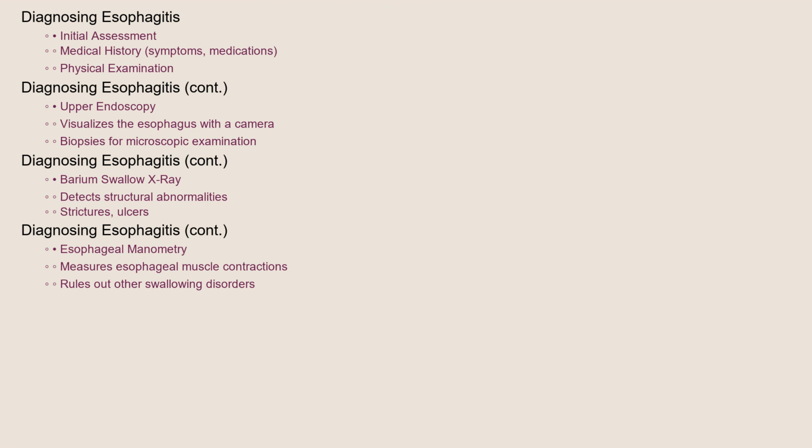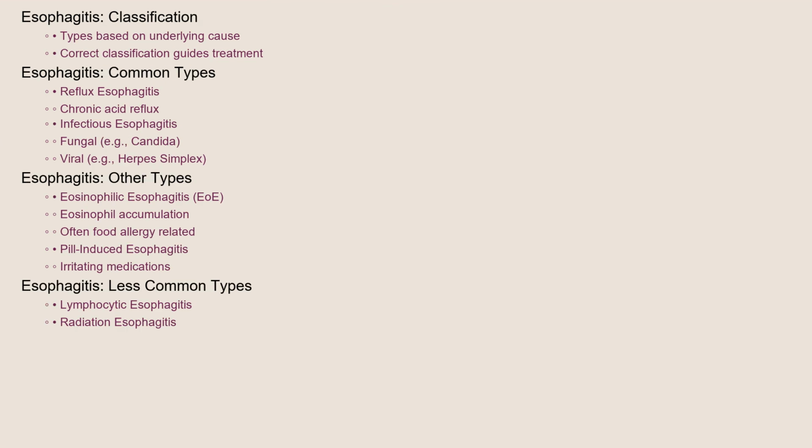A barium swallow X-ray may be used, where you drink a barium solution that coats the esophagus, allowing it to be visualized on an X-ray. This can help detect structural abnormalities like strictures or ulcers. In some cases, esophageal manometry, which measures the pressure and coordination of esophageal muscle contractions, may be performed to rule out other swallowing disorders. Esophagitis can be classified into several types based on the underlying cause.